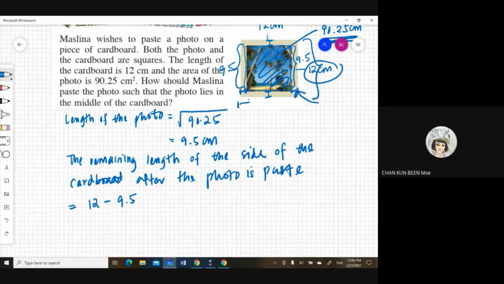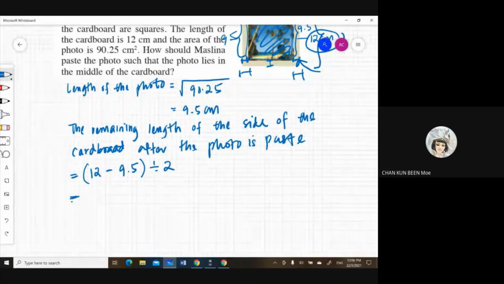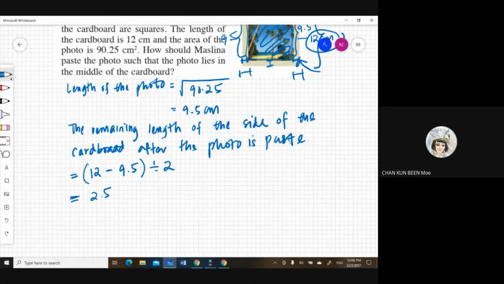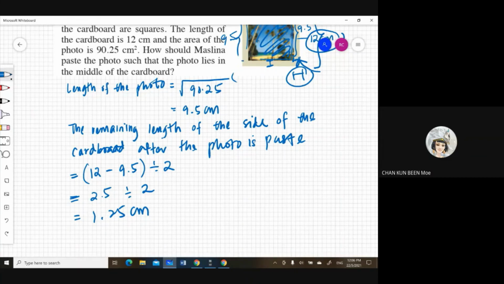And then because you can see we have two equal lengths on both sides, you are going to divide by 2 after you get the answer. So 12 minus 9.5 is equal to 2.5. This one is the length of both of these two added up. But after you divide by 2, it becomes 1.25 centimeter. That is the distance of the photo from the side of the cupboard.